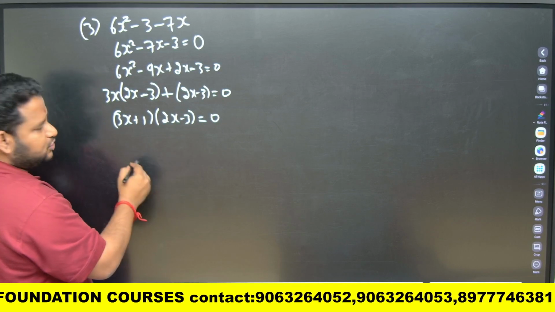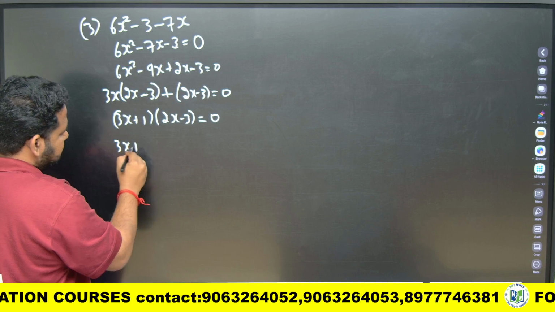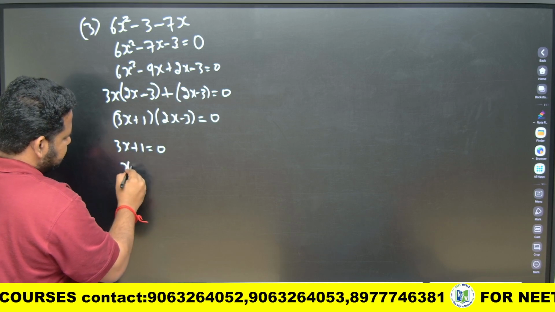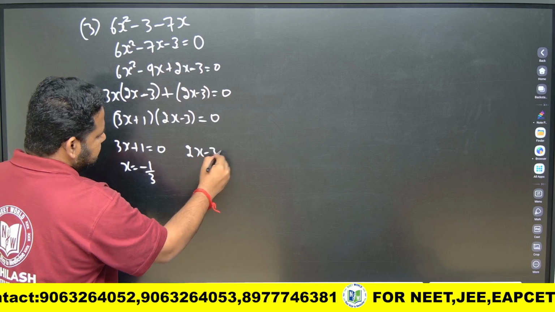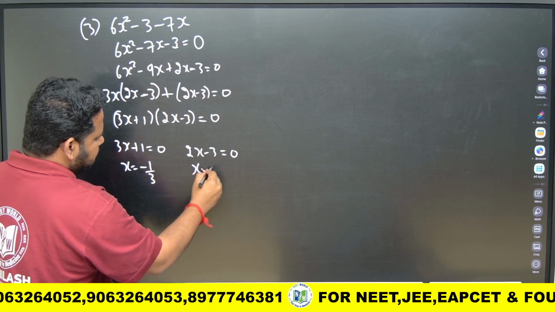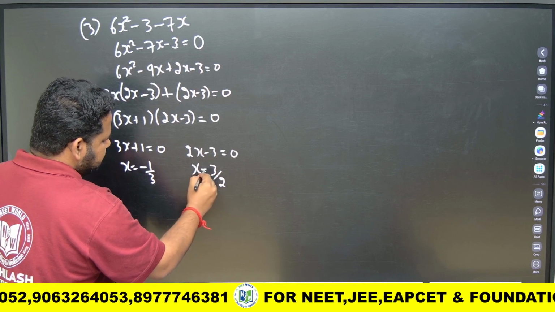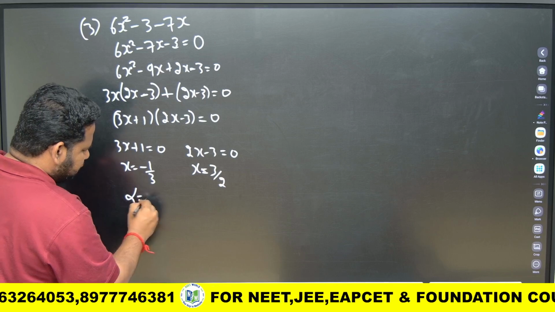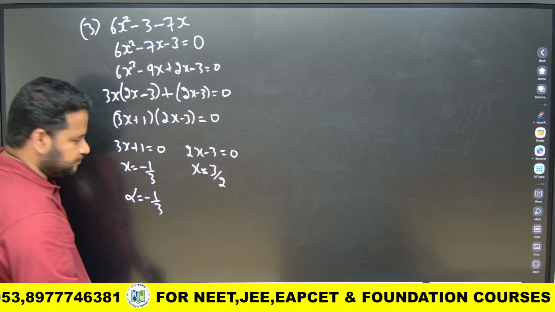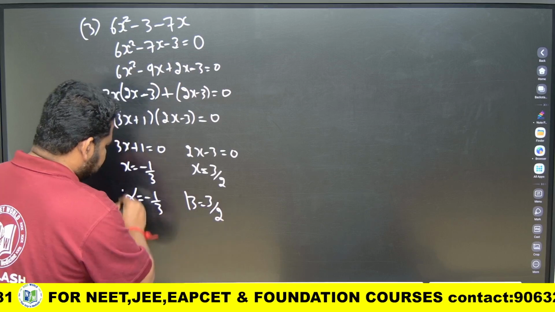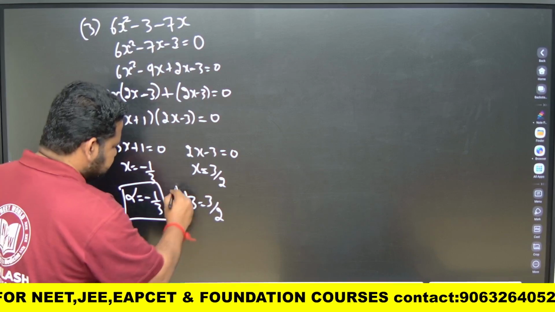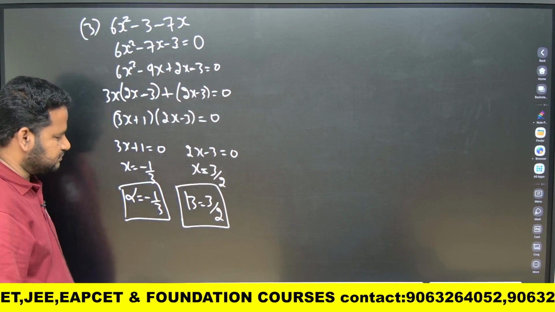If I equate it to 0, 3x + 1 = 0, so I will get x = −1/3. If I equate 2x − 3 = 0, I will get x = 3/2. Let alpha be equal to −1/3, then beta will be equal to 3/2. We got alpha = −1/3 and beta = 3/2.